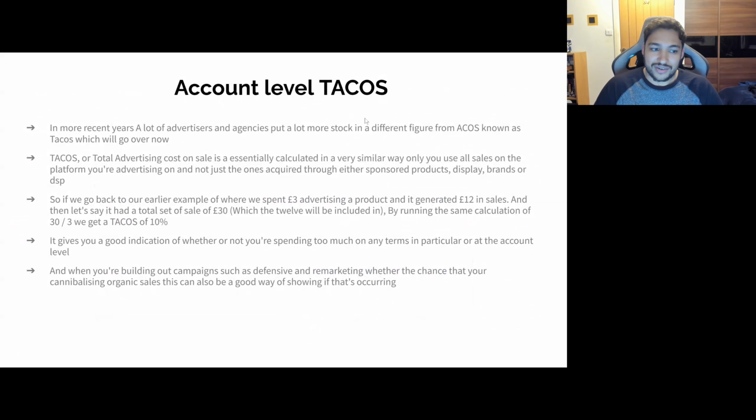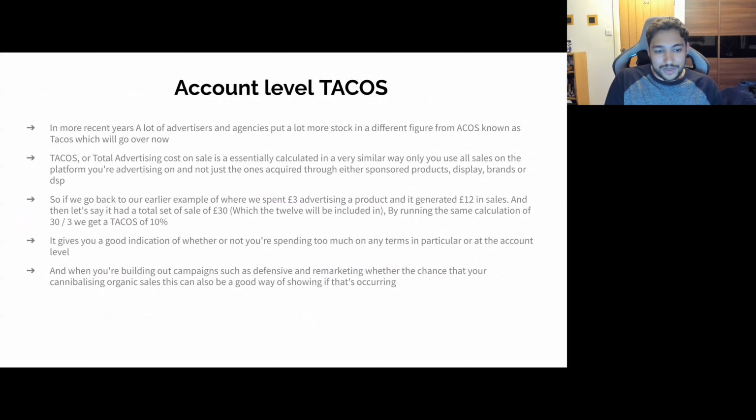Which brings us to TACoS, our second figure. In recent years, a lot of advertisers and agencies have started to put a lot more stock in a different figure, which is TACoS, or total ACoS, which we're going to go over now. So total ACoS, or total advertising cost on sale, is essentially calculated in a very similar way, except you use all sales across the platform that you're advertising on, rather than just the ones acquired directly through a sponsored product, display clicks, or any click and sale that was attributed to an advert. So your organic sales as well.